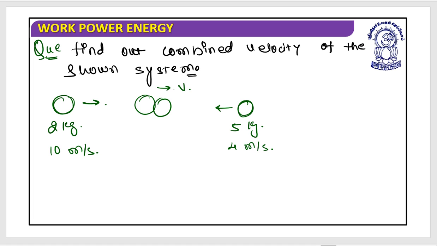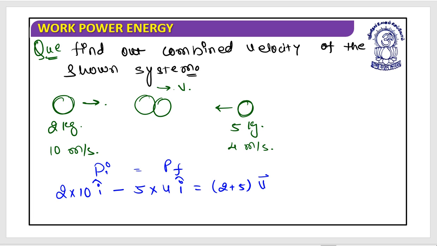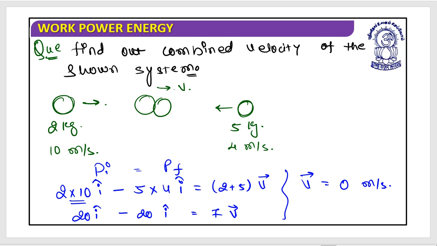So what I need to do is, initial momentum should be equal to final momentum. So this is 2 into 10 i cap minus 5 into 4 i cap, so this is minus, should be equal to (2 plus 5) into vector v. As I understood, this is 20 i cap minus 20 i cap. This is 7v, and so v equals 0 meter per second, because they have cancelled each other. I hope this is clear.